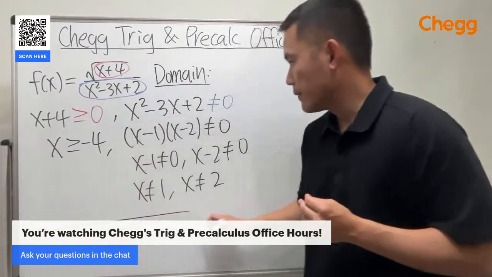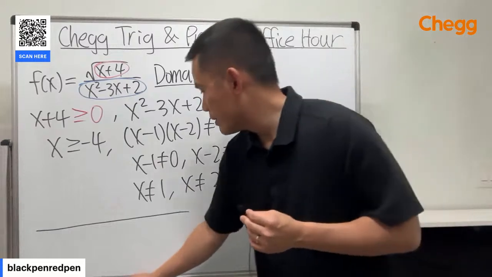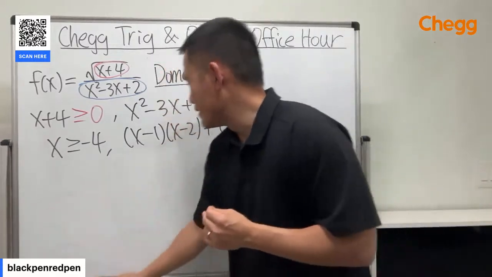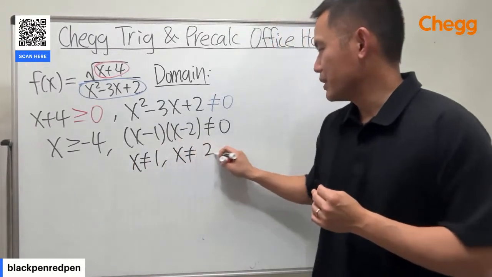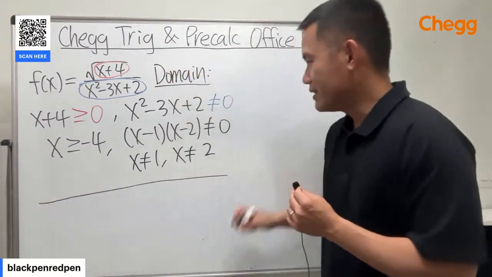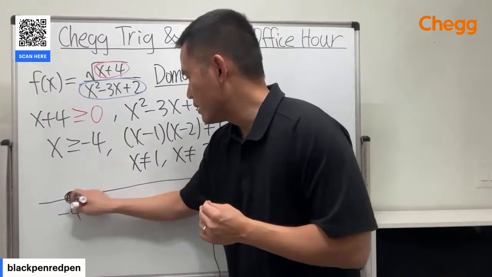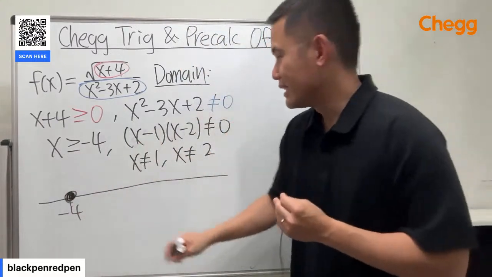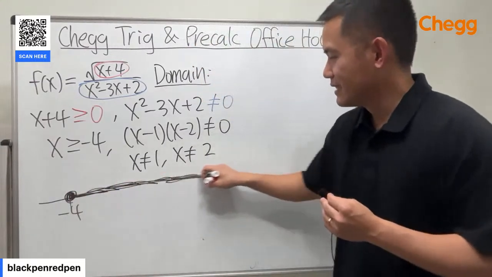So if you look at the number line real quick, starting with the inequality, that's what I would recommend. Here, let me erase this so I can bring the number line up a little bit. X cannot be 1, x cannot be 2. And then let's just go ahead and draw a number line here. Here is -4, closed circle, because we have the equal sign. And we are going to go to the right. So you just go all the way to the right.